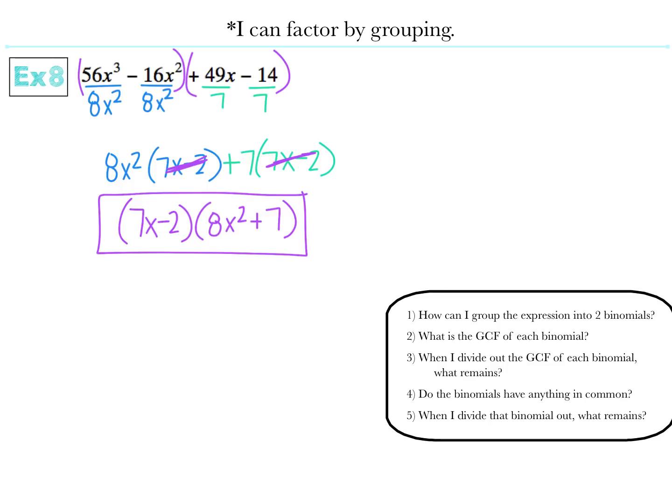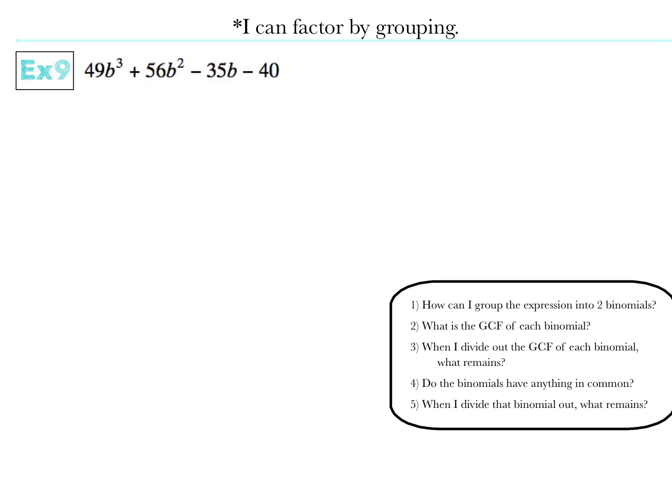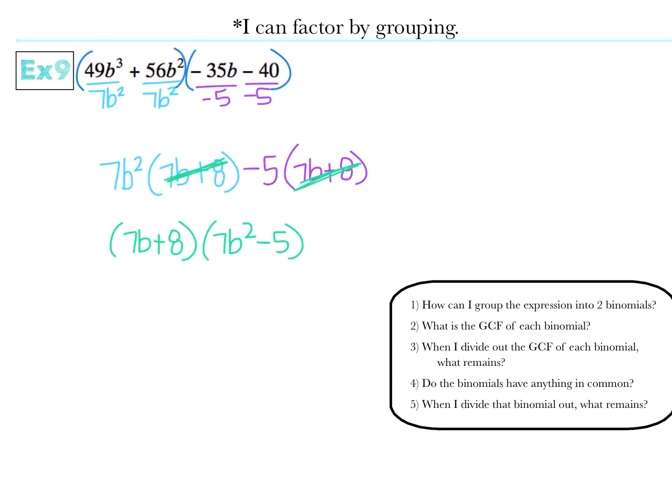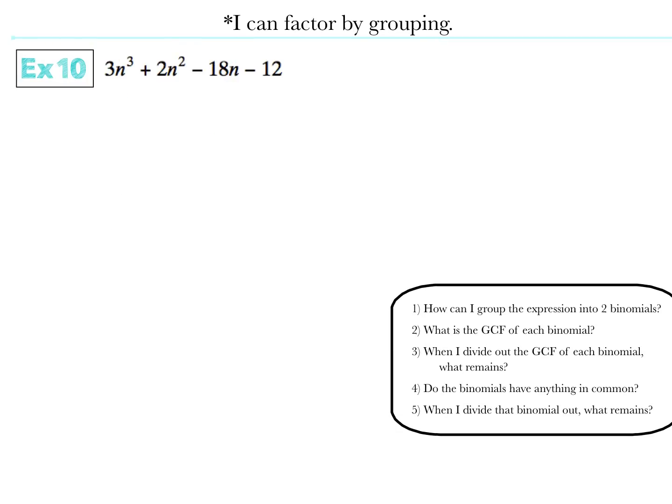So if you didn't get that, go ahead and look over my work and identify any questions you might have. All right, go ahead and try example 9 on your own. All right, so for example 9, hopefully you got 7b plus 8 times the quantity of 7b squared minus 5. If you didn't, go ahead and look over my work and identify any questions that you might have. All right, so for the remaining examples, we are going to discuss those in your CSGs tomorrow, so be prepared to work those out.